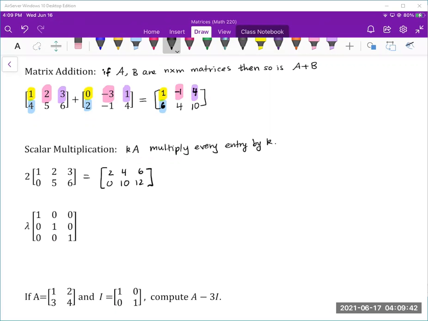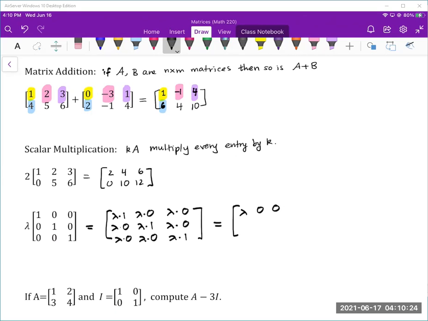In the second example, we're taking the identity matrix, the 3 by 3 identity matrix, and we're multiplying it by this variable lambda. What that means is that we're going to take lambda times 1, lambda times 0, lambda times 0, lambda times 0, lambda times 1, lambda times 0. There aren't very many possibilities here, right? So the lambda times 0 entries are all just 0. The lambda times 1 entries are all lambda. So this gives us this matrix.